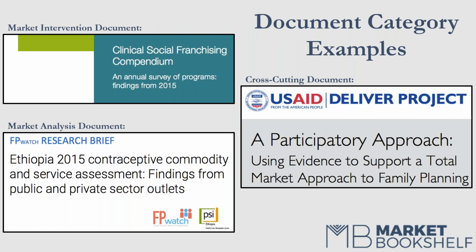This next page is really to just give you a brief example of these different types of documents. On the top left, you see what we've categorized as a market intervention. Then on the bottom left, a market analysis, and then over on the right, a cross-cutting document. And this page is simply to show you the range of author, organization types, titles, and how they might be categorized. And you'll see more of this during the demo.